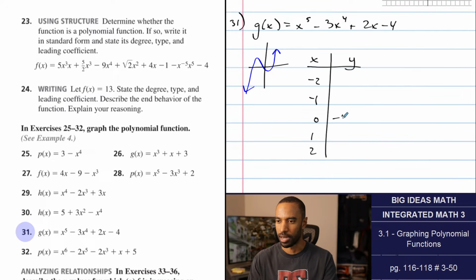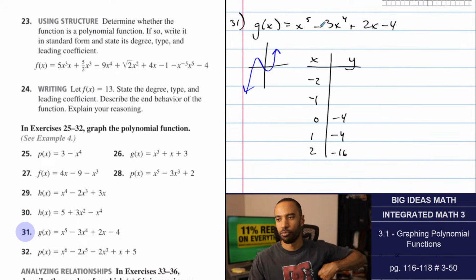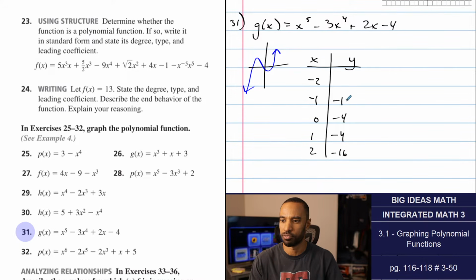Plug in 0, we're going to get -4. Plug in 1, 1 minus 3 plus 2 minus 4 is -4 as well. Plug in 2, I'm going to write these down. 32 minus 16 times 48 plus 4 minus 4. So 4 minus 4 is 0. This gets us -16. Okay? Let's get rid of that. -1. We'll get -1 minus 3 is -4, minus 2 is -6, minus 4 is -10.